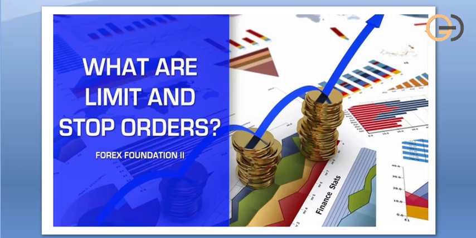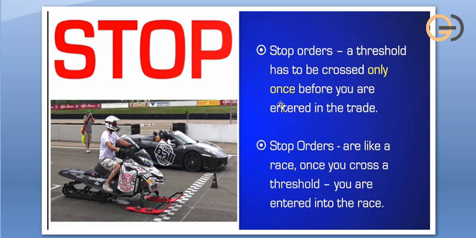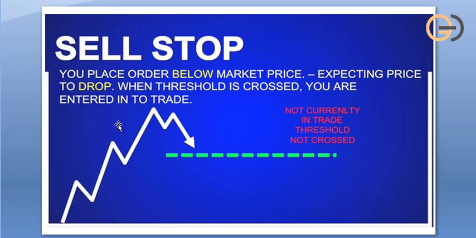You can use a limit order, you can use a stop order. Let's look at the stop order of entering the market. Stop orders are a threshold that has to be crossed only once before you can enter into the market. Stop orders are like a race. Once you cross a threshold, you are entered into the market. So for example, when price is moving in an upward direction and the price decides to come down, the stop order will help you to enter the market at a particular limit.